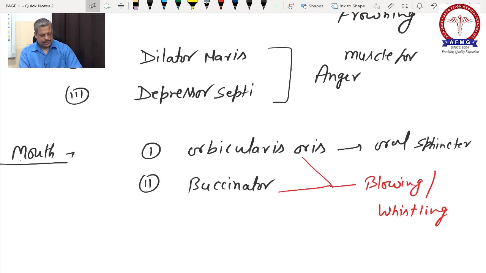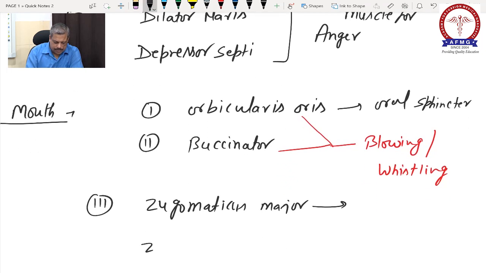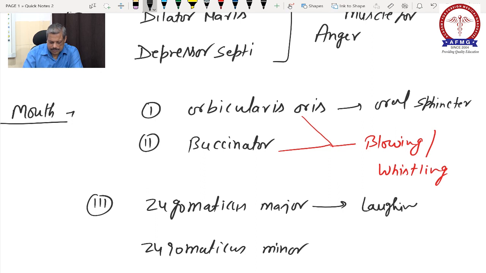Now the other muscles are zygomaticus major and zygomaticus minor. Zygomaticus major is known as the laughing muscle or smiling muscle. Zygomaticus minor is known as the contempt muscle.